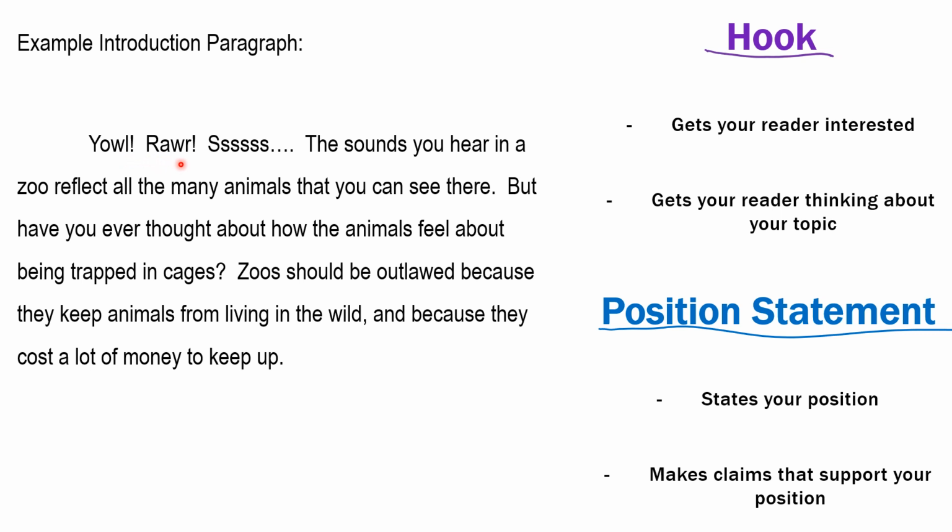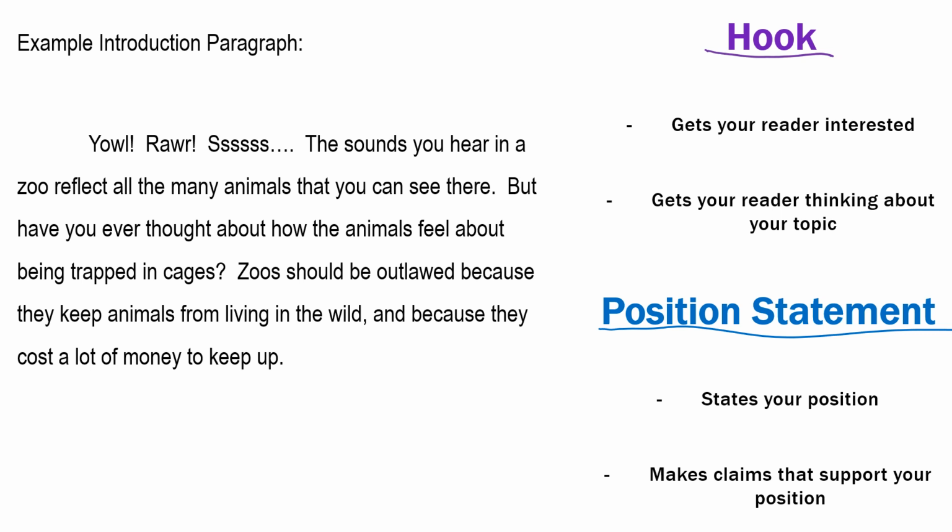Yowl, rar, sss. The sounds you hear in a zoo reflect all the many animals that you can see there. But have you ever thought about how the animals feel about being trapped in cages? Zoos should be outlawed because they keep animals from living in the wild and because they cost a lot of money to keep up. So this is a shorter intro, but I still saw a hook and a position statement.